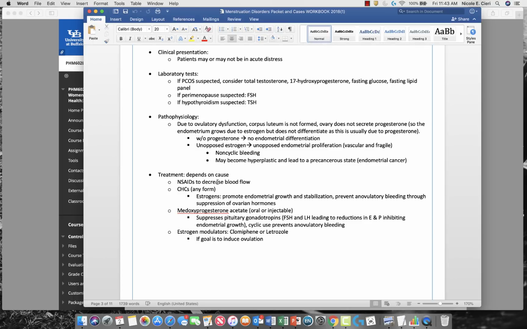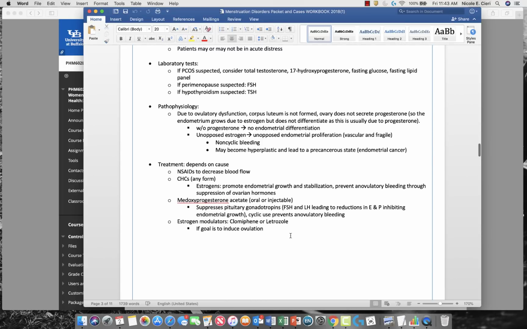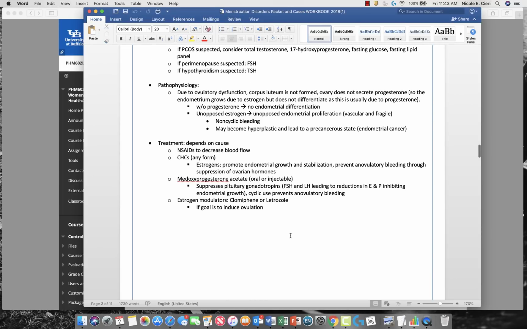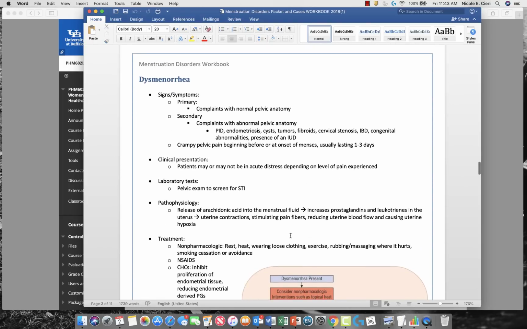Then we can also use some estrogen modulators, which are usually used for fertility, clomiphene and letrozole. This is used if the goal for the patient is to induce ovulation. We'll talk about these agents more when we get to infertility.